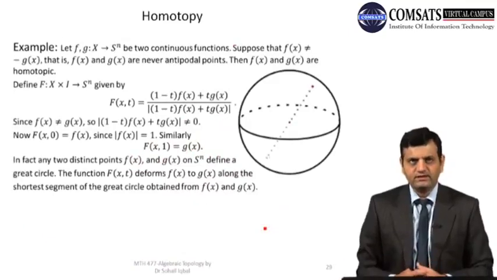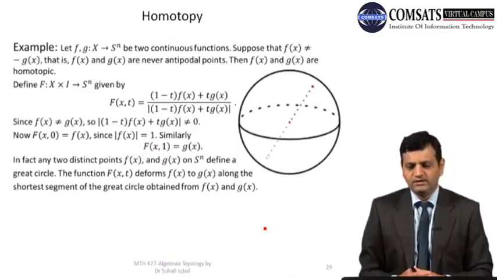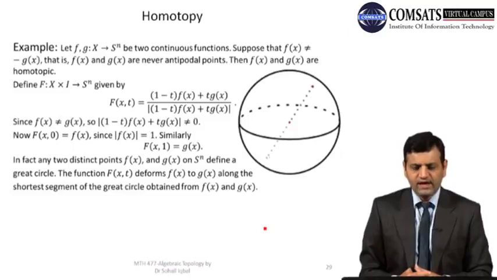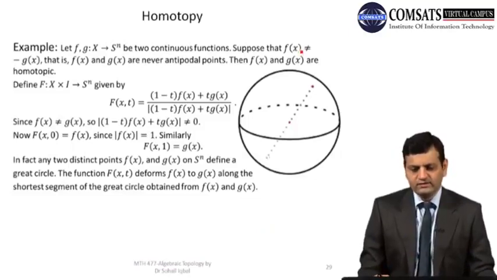So let's consider another example of a homotopy. Let f and g be functions from X to S^n, and these are two continuous functions. Now basically the range space is S^n, the n-sphere. We are imposing one condition, that f(x) is not equal to minus g(x).